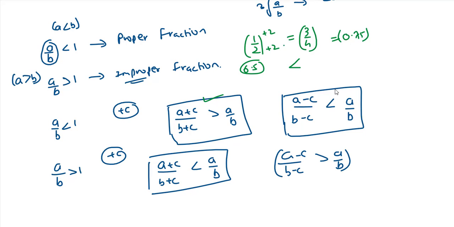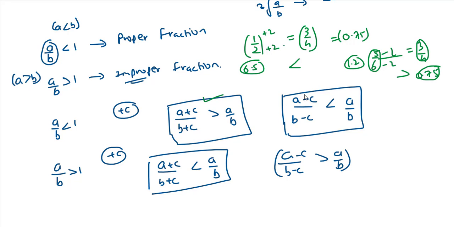Now for the second case, let's take this example, 5 by 6. A is less than B. If we subtract 2 from the numerator and 2 from the denominator as well, we'll get the value 3 by 4. Now 5 by 6 was our original ratio, its value is 1.2. 3 by 4 is the new ratio after subtraction, its value is 0.75. So this new value has become less than the original value.